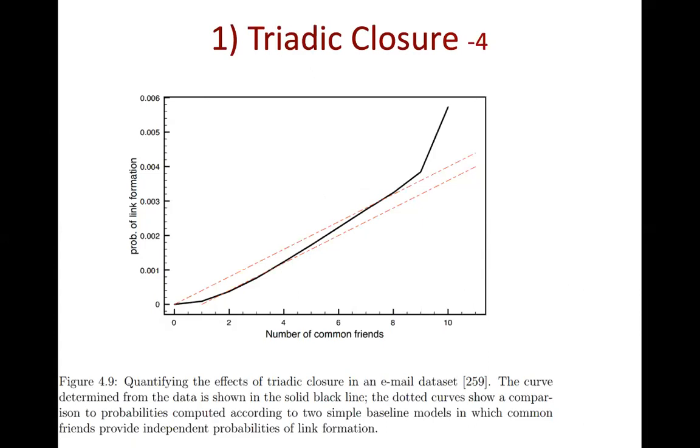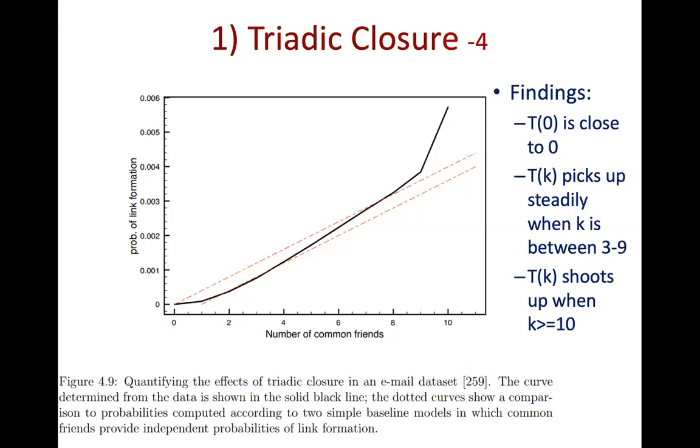Based on the trial closure, the probability of link formation drastically increased. You can see the two baselines in red, and the third one is in bold black. Once they get 9 friends in common, and further, more than 10 friends in common, the probability that they form a connection within the next 60 days starts increasing drastically, right? And if they have, let's say, 1 friend in common or 0 friends in common, the probability is actually very low. So this means that the more friends we have in common, the more likely we are to join in a relationship. This is what you can see from this study.